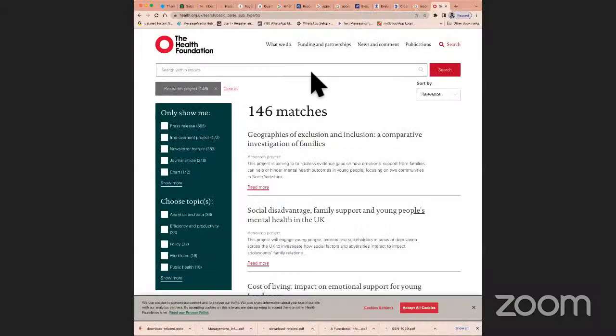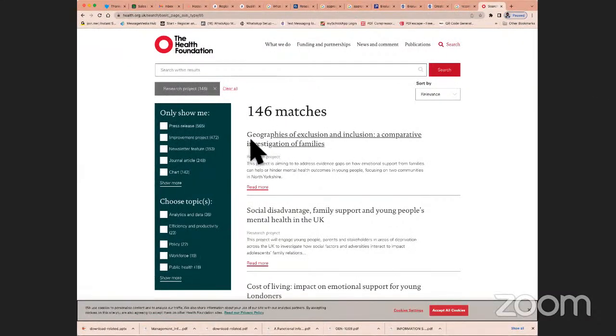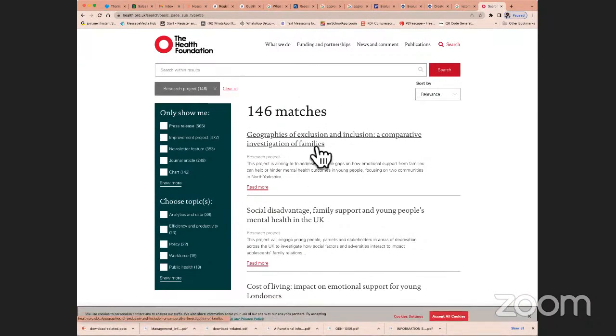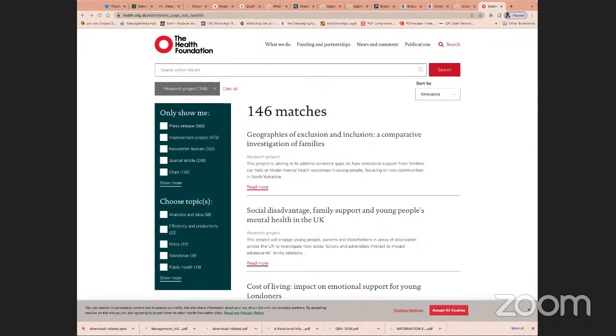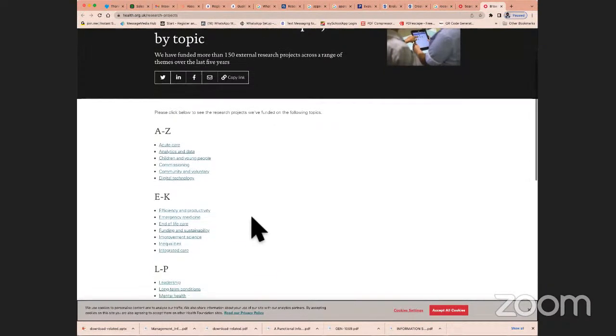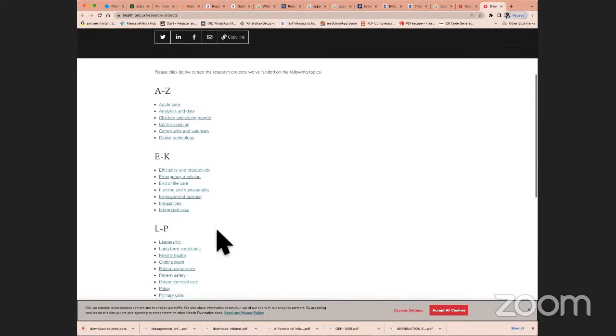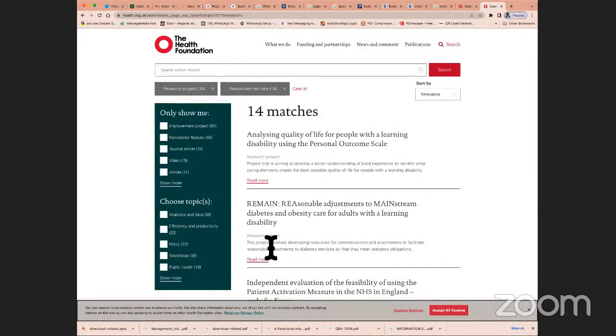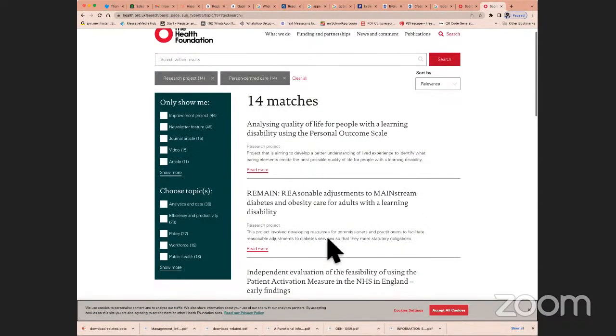Let me share the screen, which is the link that I have mentioned earlier, to the research reports that you can access from Healthcare Foundation. So if I go into research projects, just as an example, let me start off with the research. As you can see, there are different research reports which are published chronologically. And if I look at person-centered care, as you can see, there are lots of different reports there.